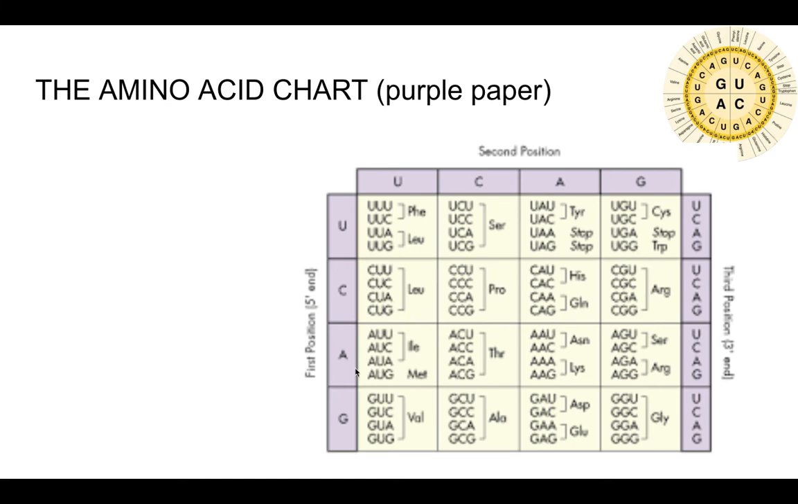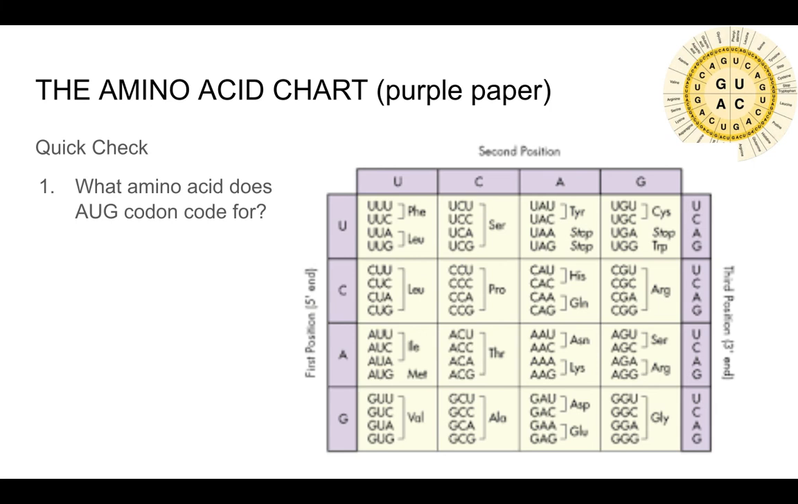And so to find this, let's say we're going to code out, let's do a quick check. We're going to code out the AUG codon, the start codon. My first letter is A, so I'm going to use this axis to find the A. Then my next letter in AUG is U, and that's the second position up here.